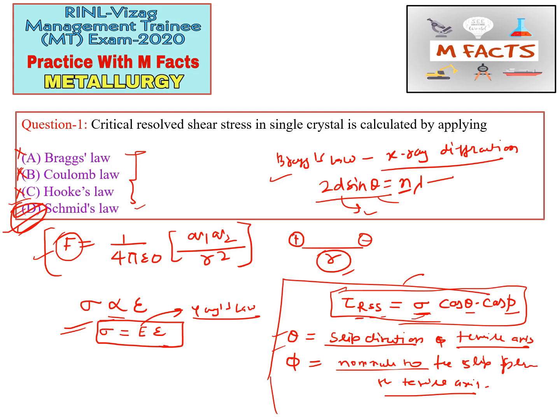Suppose we don't know about Schmidt's law, then we can still tick the answer in the exam by eliminating three of the options, because we know these basic rules and which is applicable for which area. So we can eliminate these options and identify that option D is correct. I have also shown you this way if you know about every law. So Schmidt's law is the correct answer.